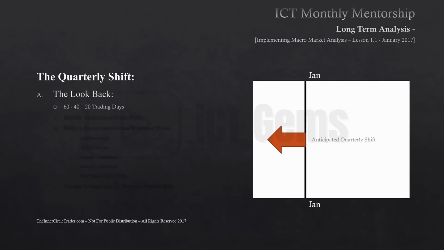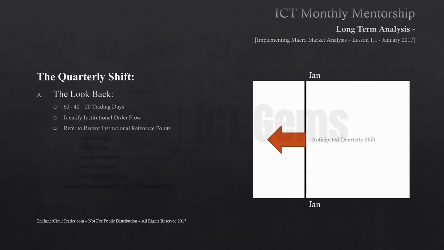You're going to delineate what 60 days to the left of that is, what 40 days to the left of that is, and what 20 days. And they're all trading days, not calendar days. In those ranges, you're going to identify institutional order flow. What was the market doing 60 days ago to now, or to the vertical line of that most recent month that's delineated on your chart.